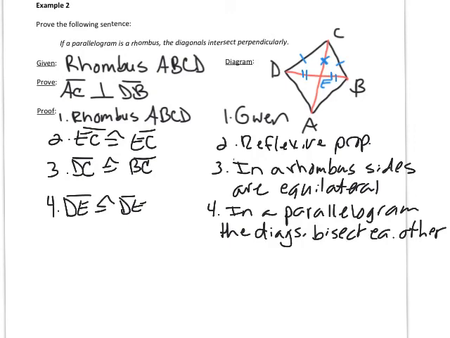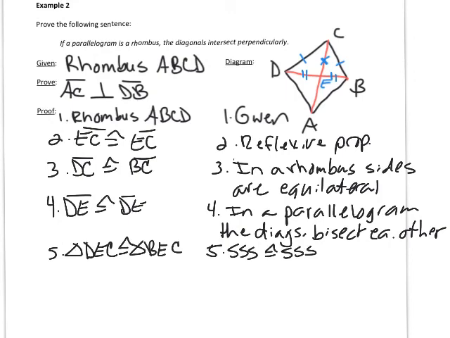All right, so now that's enough to say that the triangles are congruent. Triangle DEC is congruent to triangle BEC. This time I've used side, side, side. And then I can say that angle DEC is congruent to angle BEC because corresponding parts of congruent triangles are congruent.